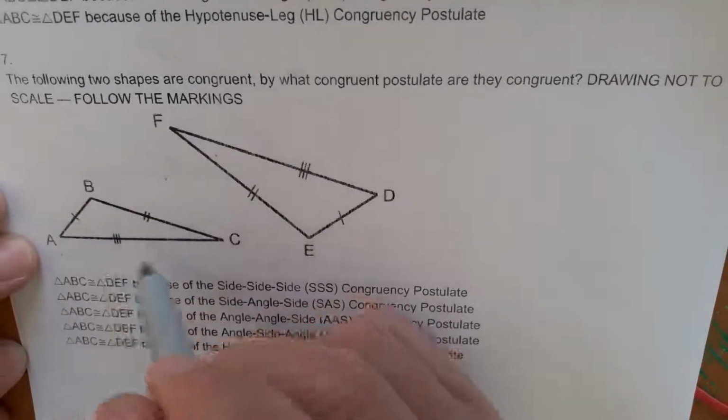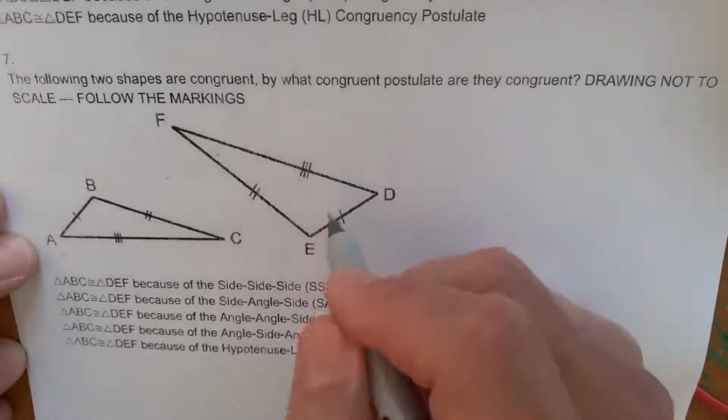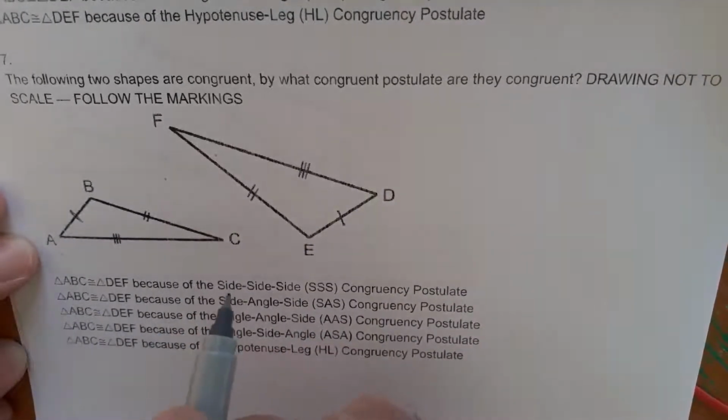So notice they're showing us now on purpose. They drew this one smaller and this one larger. But look what the tick marks tell us. This side is exactly equal to this side, even though they're drawn different sizes. So we follow the tick marks. That's the data. That's what's telling us.